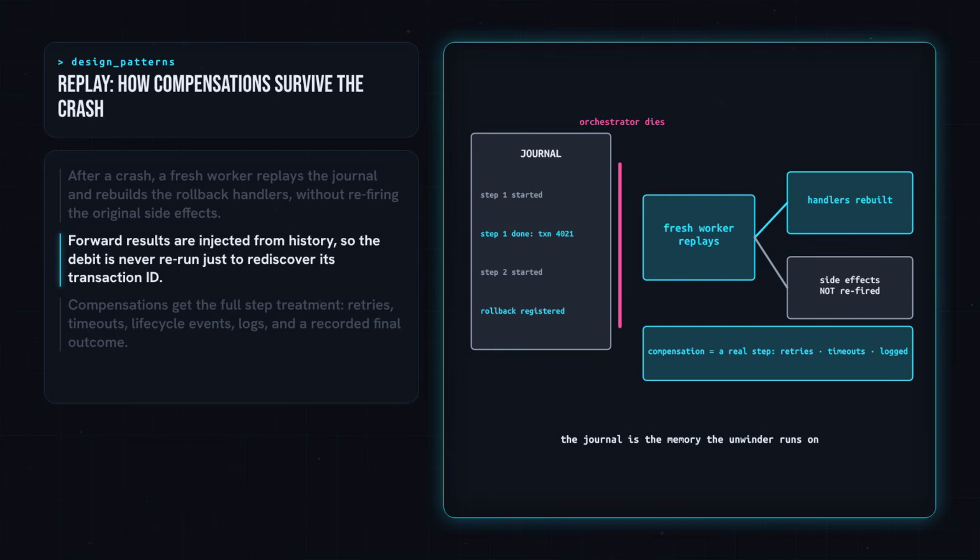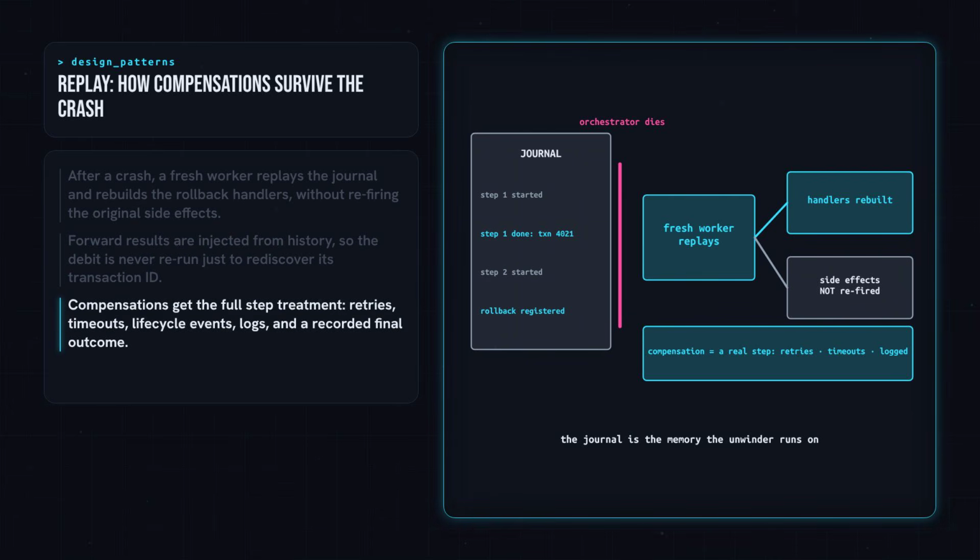Then the detail that separates a primitive from a code snippet. Compensations run with the same operational guarantees as forward steps: retries with policy, timeouts, lifecycle events, logs, and a final recorded outcome. Your refund is not a fire and forget apology.